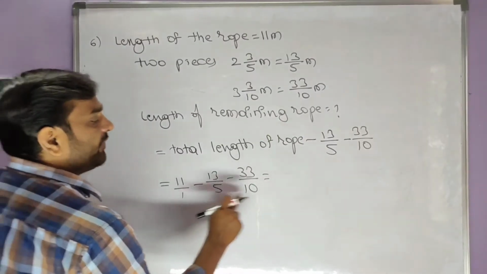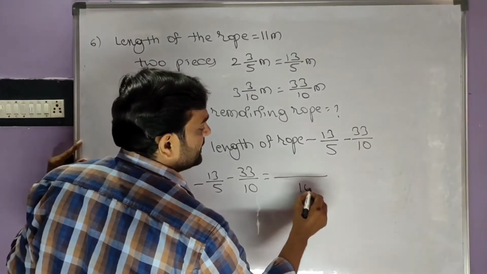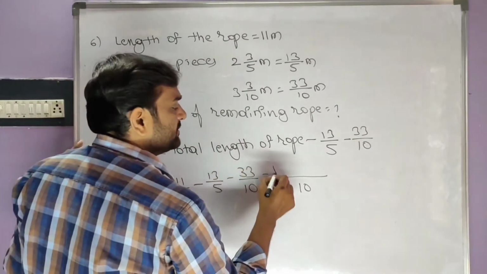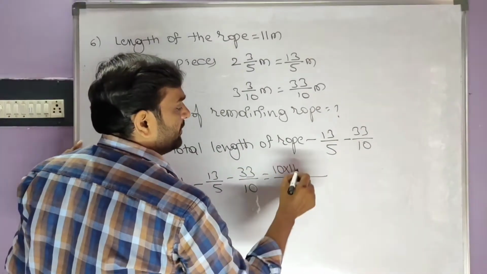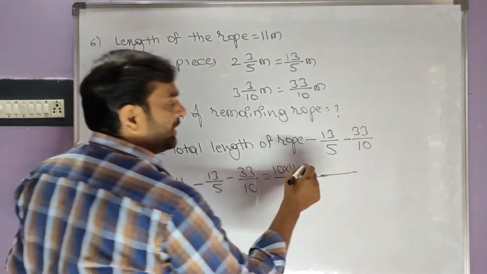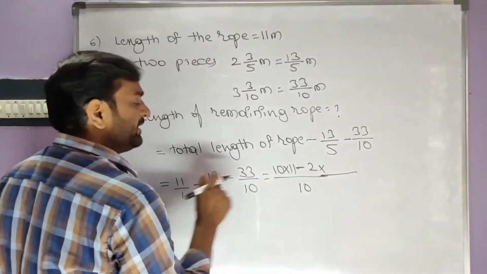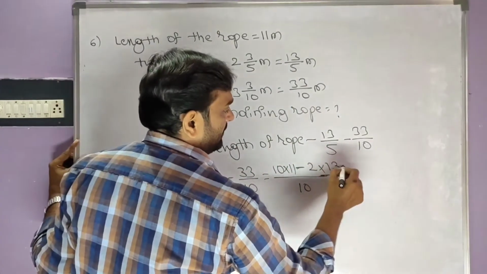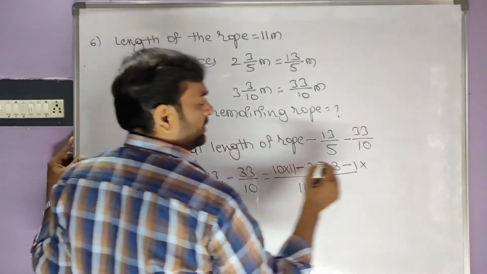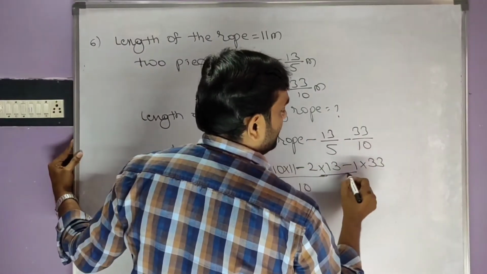What is the LCM for 1, 5, 10? 10 is the LCM. 1 10 times 10 into 11, 10 into 11 minus 5 2 times, write down 2 here, and the numerator is 13, minus 10 1 time into the numerator 33.